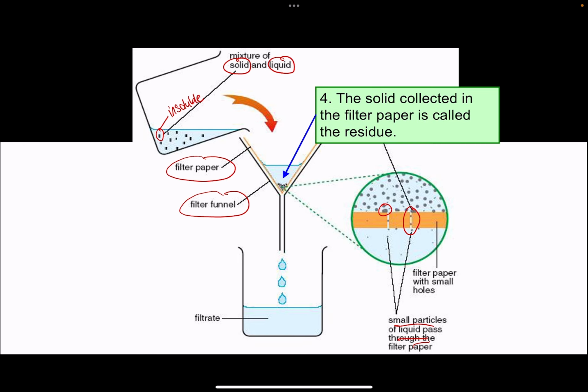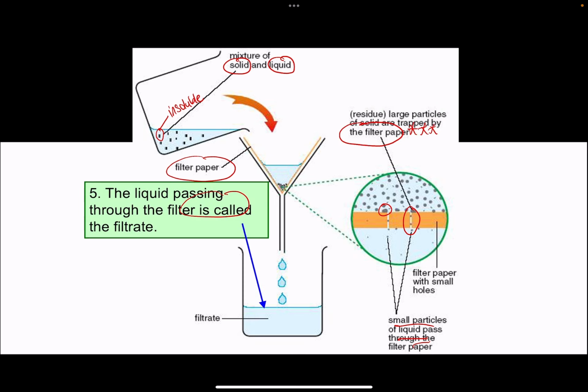They are given a special name. They are known as the residue. So you need to know this term over here. What about the liquid that passes through the filter paper? It can be collected maybe in a conical flask, a beaker, etc. But we have a special name for it. It's called the filtrate. So you will need to take note of the names of the solid and the liquid that are collected during a filtration process.